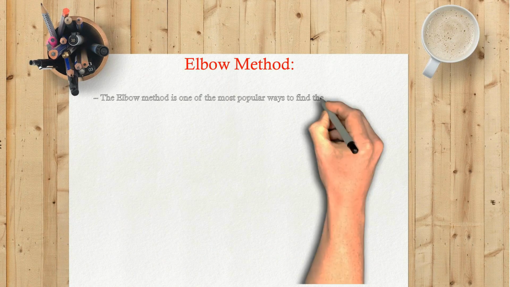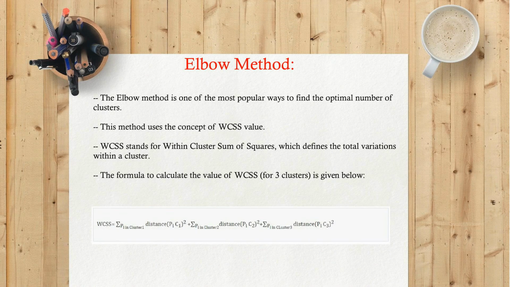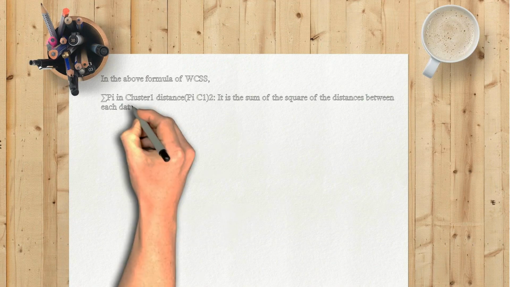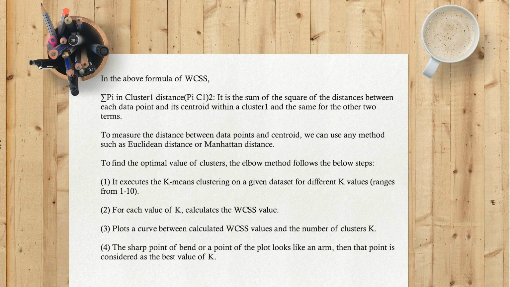Elbow method. The elbow method is one of the most popular ways to find the optimal number of clusters. This method uses the concept of WCSS value. WCSS stands for within cluster sum of squares, which defines the total variations within a cluster. The formula to calculate the value of WCSS for 3 clusters is given below. In the above formula of WCSS, the term for cluster 1, the sum of the squared distances of Pi in cluster 1 from C1, is the sum of the squares of the distances between each data point and its centroid within cluster 1, and the same for the other 2 terms.